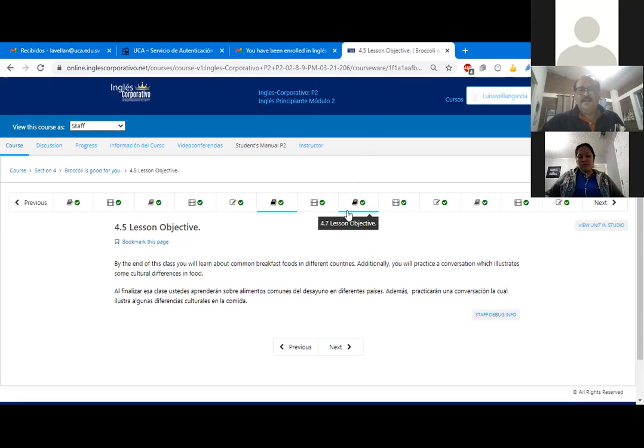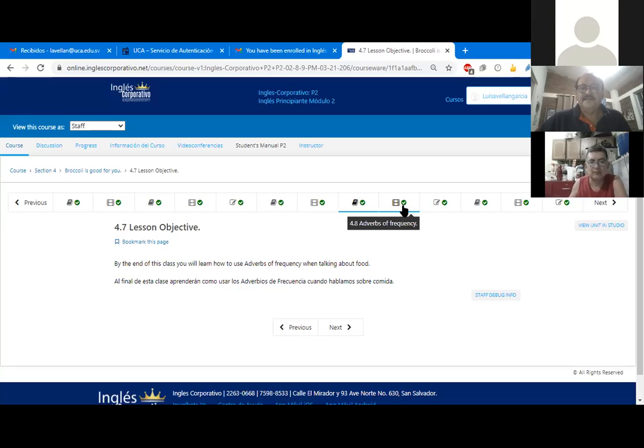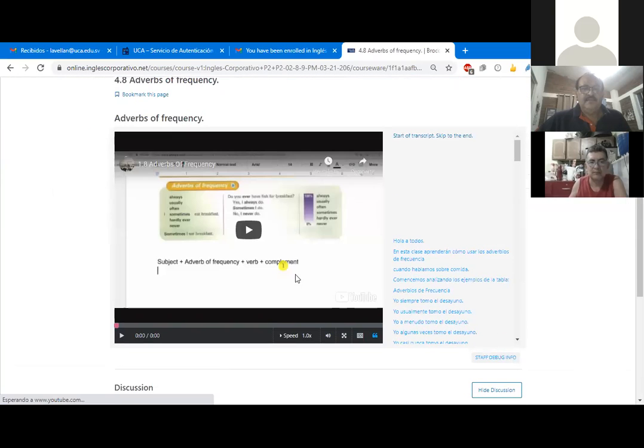And then we have the use of adverbs of frequency when talking about food. And then probably I think this one, the frequency adverbs, is important to remember.